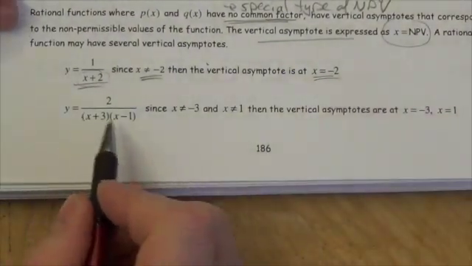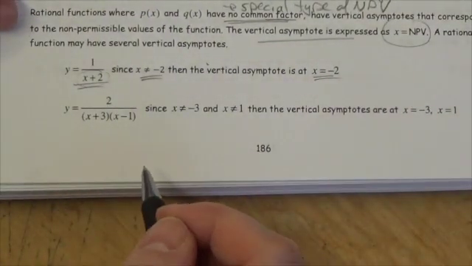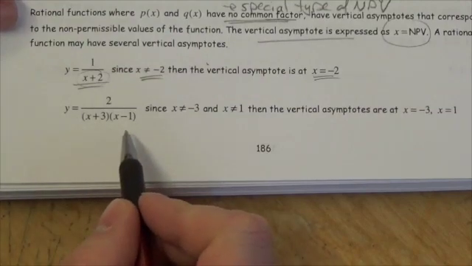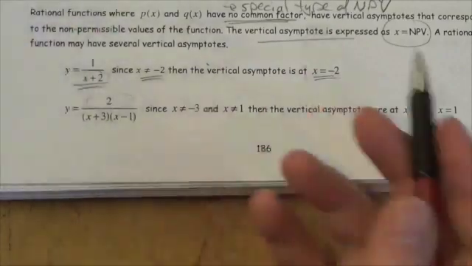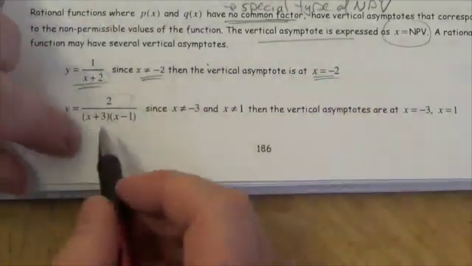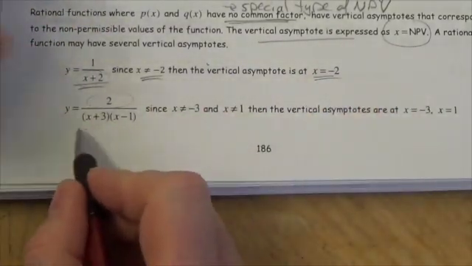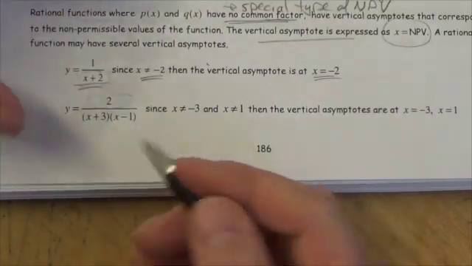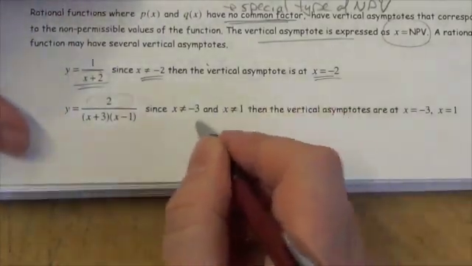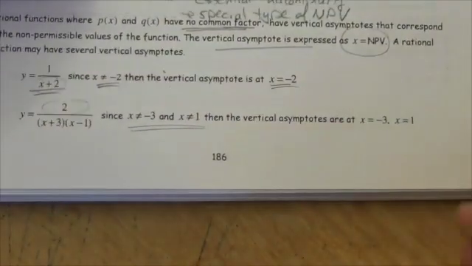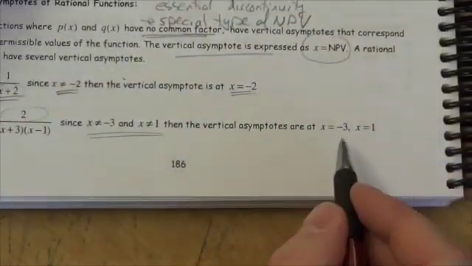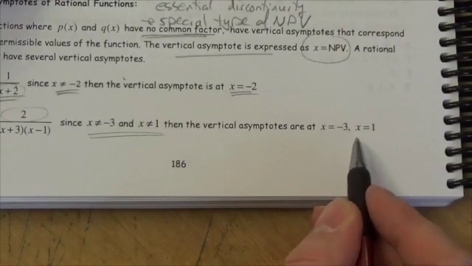For this next one, I've got two binomials in the denominator, x plus 3 and x minus 1. Again, there are no corresponding equivalent factors in the numerator that I could cancel them with, so those are essential. I'm stuck with them. They're going to create asymptotes. So my domain is going to be x can't equal -3 and +1, which means I'm going to have vertical asymptotes at x equals -3 and +1.